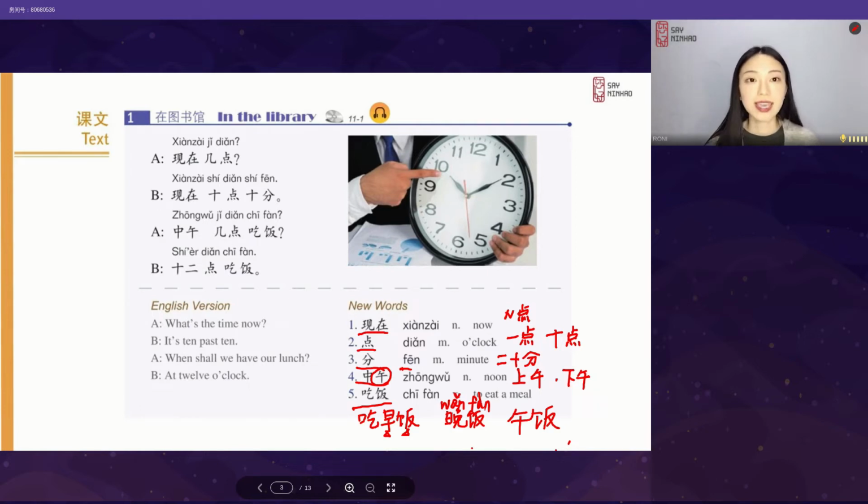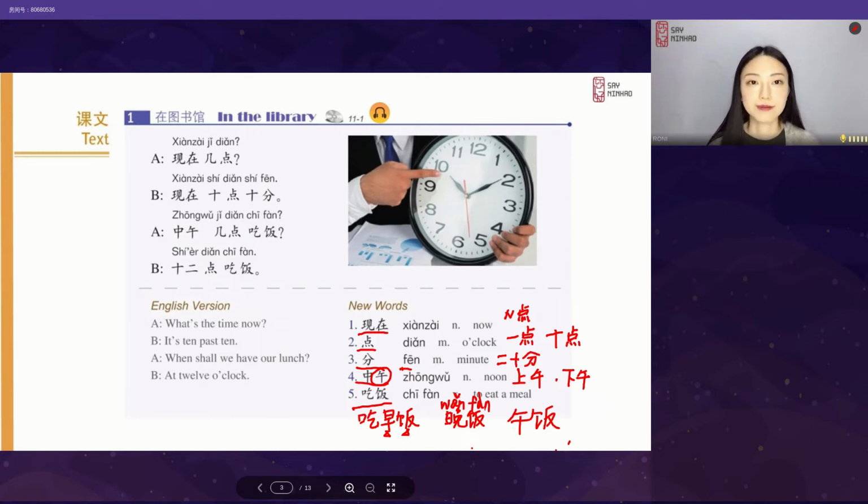Now try to say eat at school. Eat at school. Then it is 在学校吃饭, right? 在学校吃饭. Okay, if you eat at friend's home, then it is 在朋友家吃饭. 在朋友家吃饭. Okay, very good.